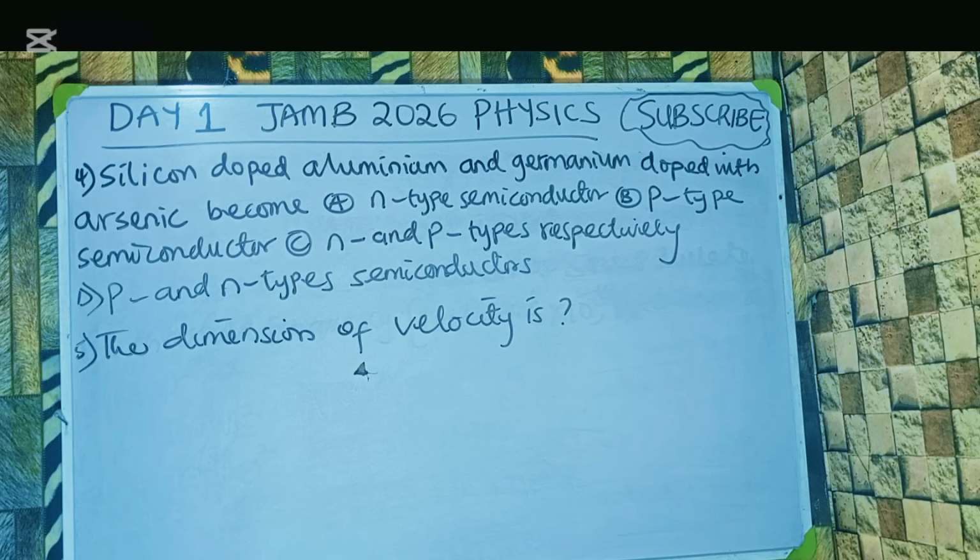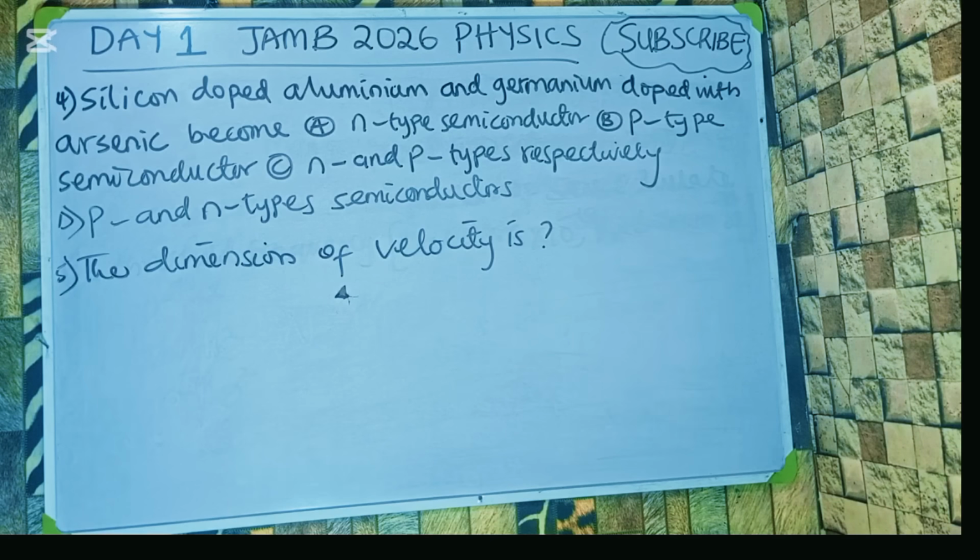Question 4. Silicon doped with aluminium and germanium doped with arsenic become what? Option A, N-type semiconductor. Option B, P-type semiconductor. Option C, N and P-type semiconductors. Option D, P and N type semiconductor. So the correct option to this question is option D, which is P and N type semiconductor. If you are using silicon doped with aluminium, you're going to produce P type semiconductor, and germanium doped with arsenic, you're going to produce N type semiconductor. Please take note of that.